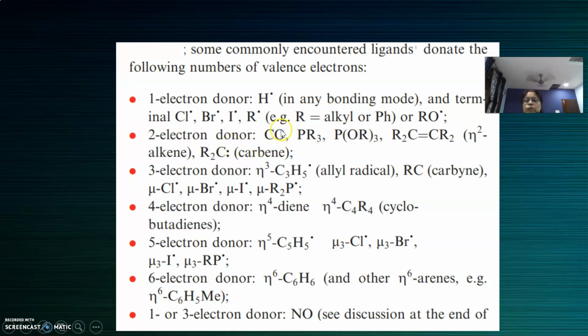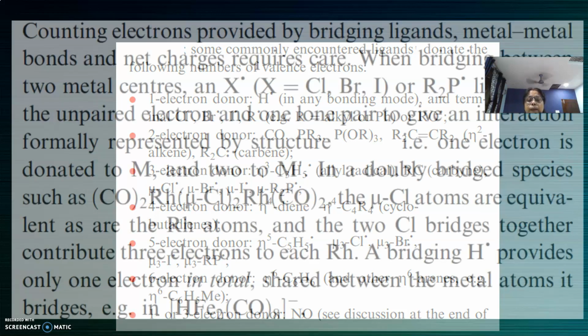There may be two electron donors, like carbon monoxide, trialkyl phosphine, and the alkenes, and maybe alkynes and carbenes, etc. Three electron donors may be allyl, carbynes, alkynes, etc. Four electron donors may be diene molecules. But whatever be the ligand, we must have a thorough knowledge of how many electrons they actually can donate.